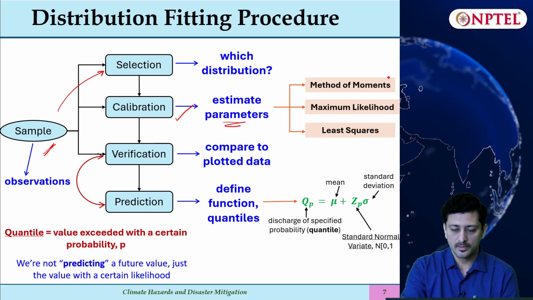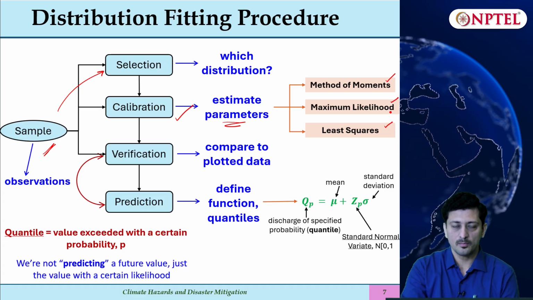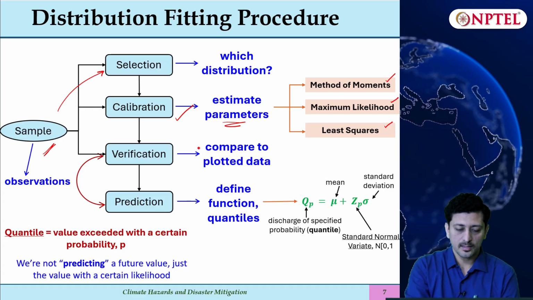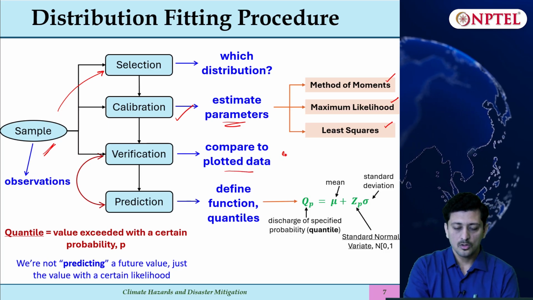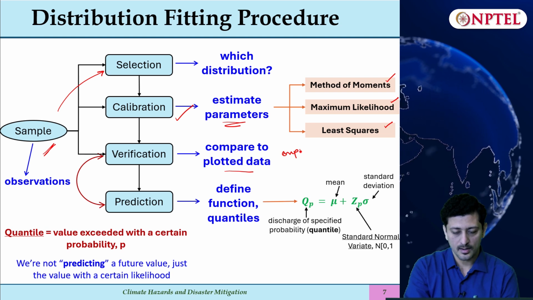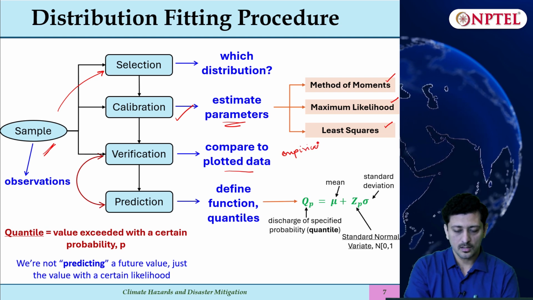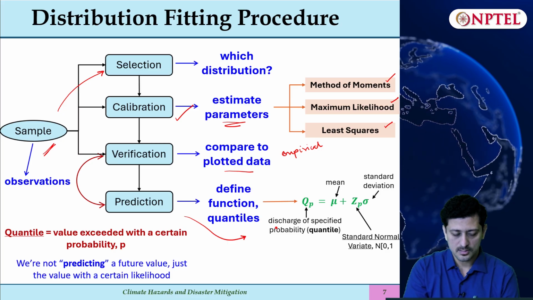There are 3 methods to estimate the parameter, that is method of moments, maximum likelihood, and least square methods. And we also saw how to verify. You can compare with the plotted data. So there are empirical or standard distributions, so you can just compare them to check whether you are getting the same distribution, and then you can use it to check what the quantiles are.